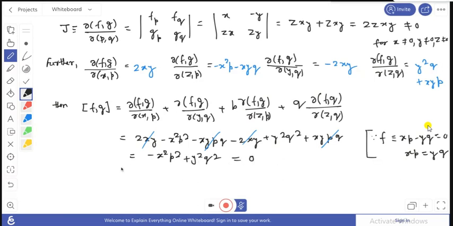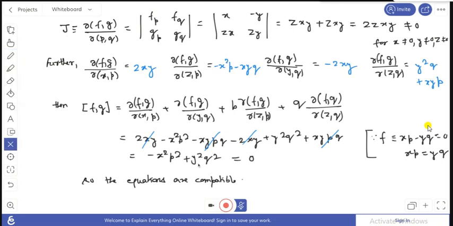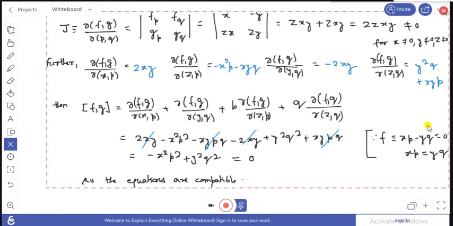This means the given equations f and g are compatible. Our next step is to determine the solution, so we have to find p and q. On the next page we find the solution of this compatible system and the value of p and q. Here f and g are defined in terms of x, y, z, p and q, so from there we can calculate p and q.